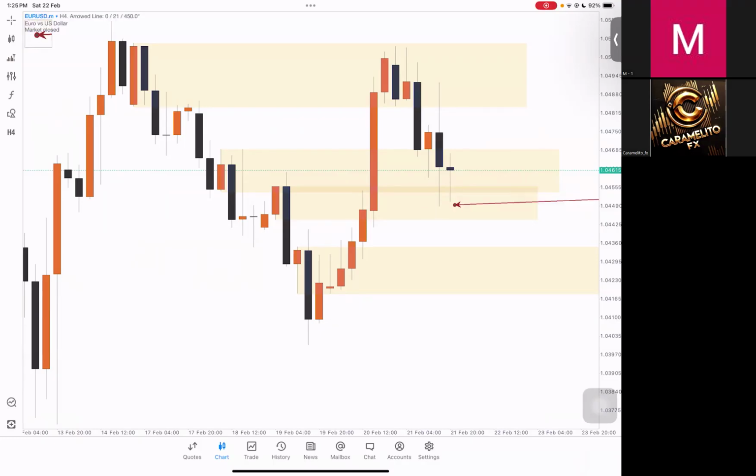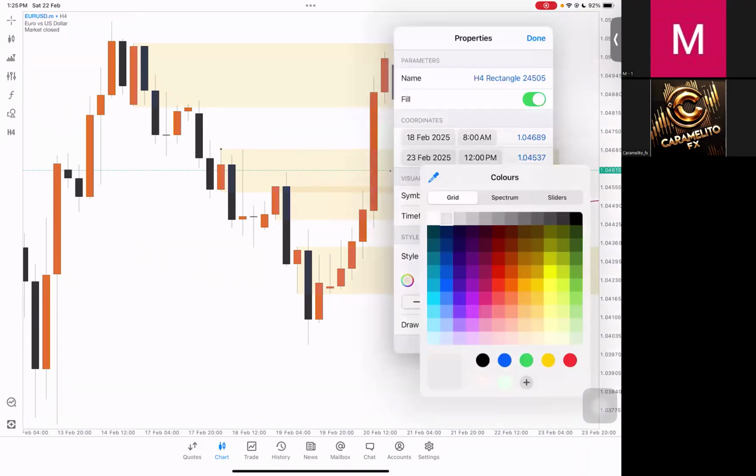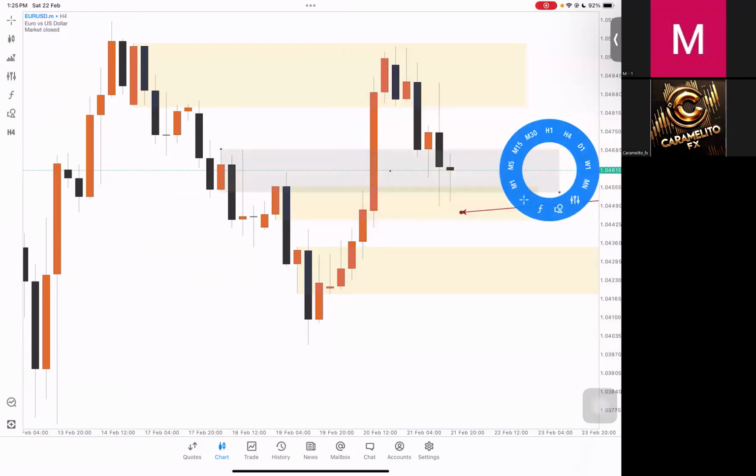Maybe I try to go to a lower time frame and see which zone price is going to respect. It's either the middle zone or the lower zone. Maybe I'll change the color a bit so you can differentiate, but it's still the same buy zone. Now we are on H4. Which time frame should we go next? H1. We go to the H1.